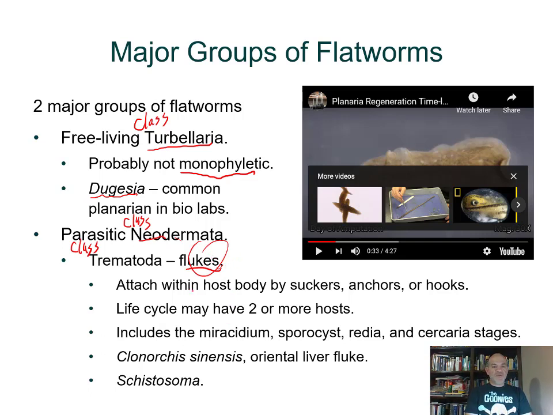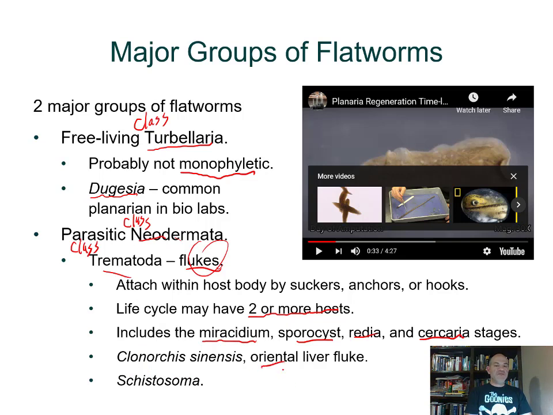So the flukes, which we'll look at right now, are going to get within a host that they parasitize, and they'll have suckers, anchors, and hooks to help them attach to those organ tissues that they are connected to. Now, trematodes typically are going to have a complex life cycle that involves 2 or more hosts. In some cases, the host is a human overall, and they'll have larval stages within the other hosts, and these stages include miracidium, sporocyst, redia, and cercaria, and these are described more completely in your lab manual.